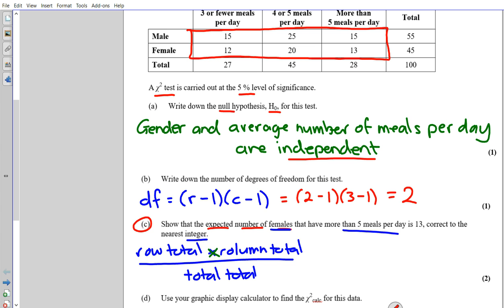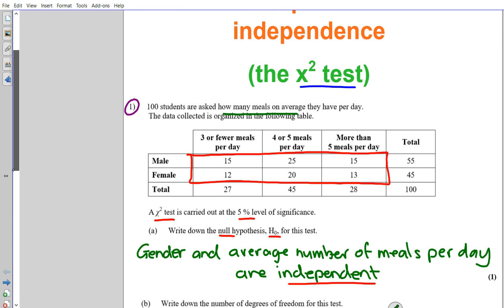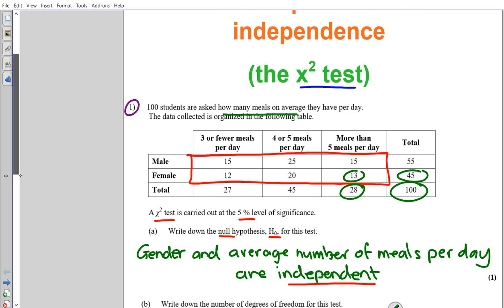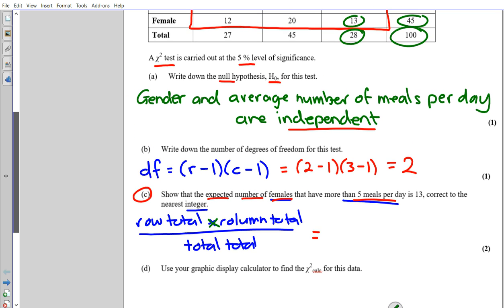So let's see, for females and more than 5 meals per day, it's here. It's just a coincidence, it's 13. What's its row total? Its row total is 45. Its column total is 28. And the total is 100. So we've got to do row total by column total, divide by total. So row total, 45, multiplied by column total, 28, divide by total. And they've told us that should equal 13.